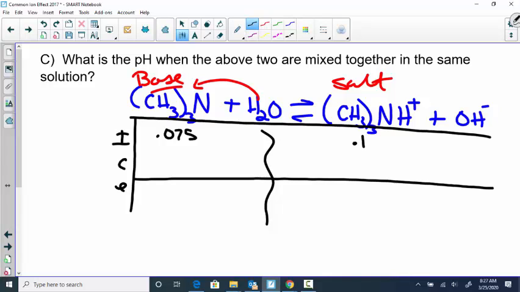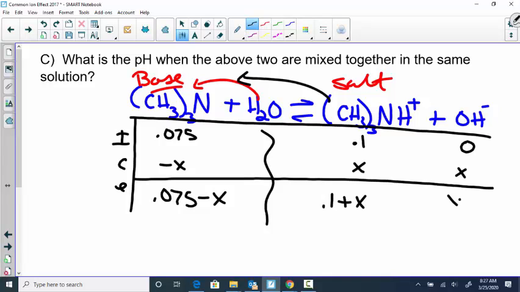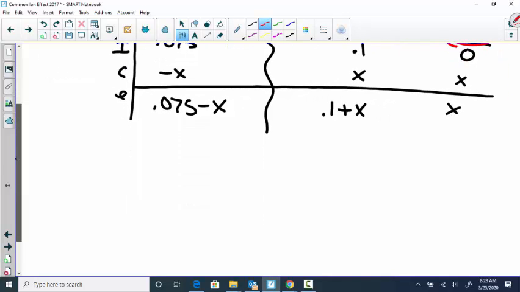Which is going to cause this reaction basically to shift back to the left. And I have 0 of that. So this is going to be minus X, X, and X. So this becomes that, and that. Now, you do need to recognize, is this an acid or a base? Because we have that, we are a base. So that means we're going to be using the Kb.